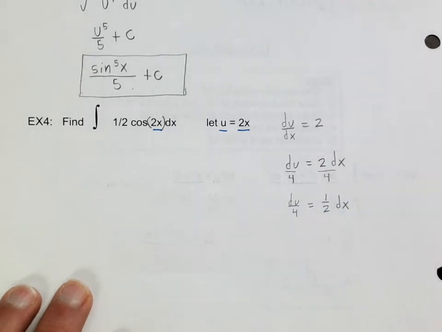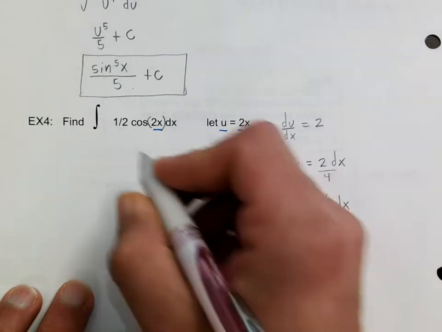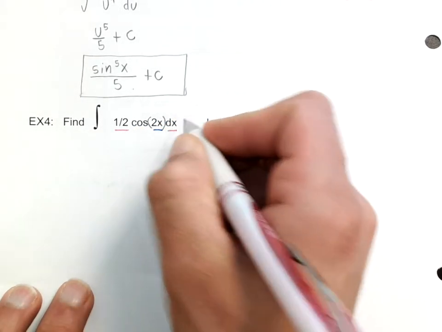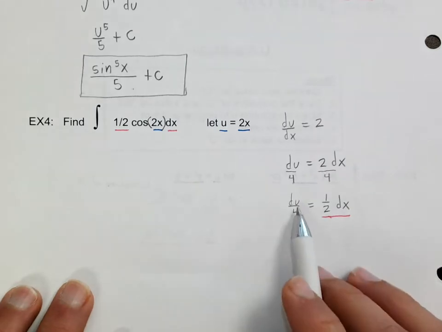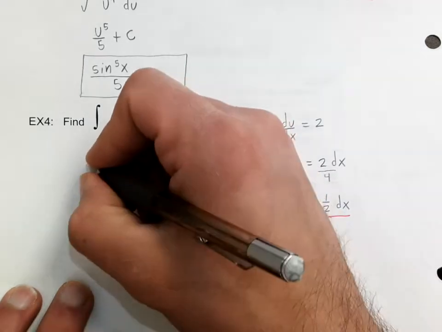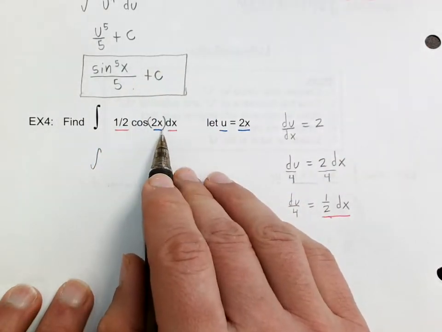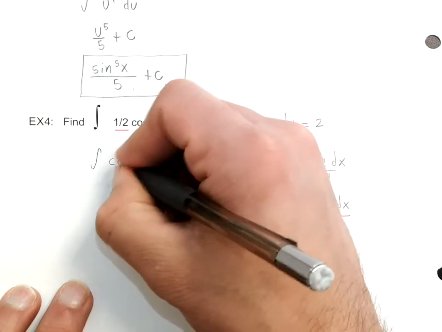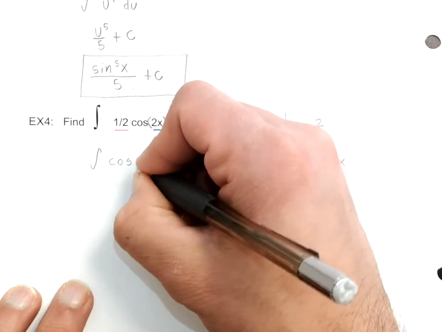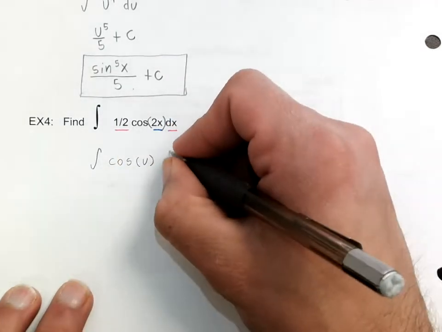Alright, so what I'm going to do now is I'm going to replace 1/2 dx, which is this right here, 1/2 dx, with du over 4. Okay, so we have this is the integral. Well, I'm going to write the cosine of u first. Cosine u, and instead of 1/2 dx, I'm going to write du over 4.